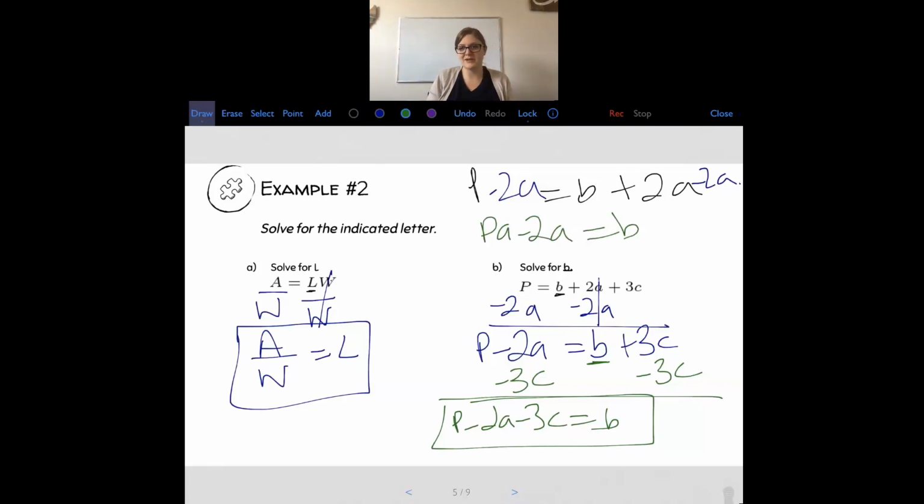This is a different problem. I just shortened it to show you that there's a different way you can write and organize your work.